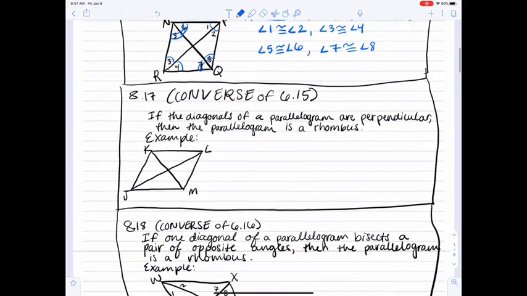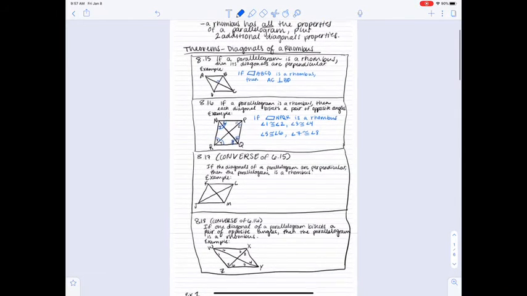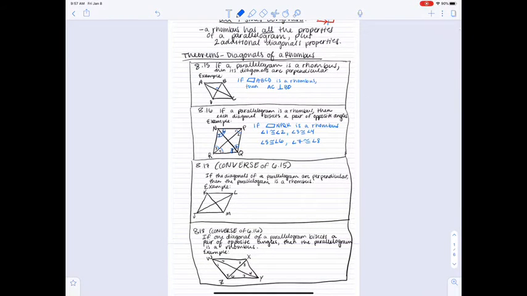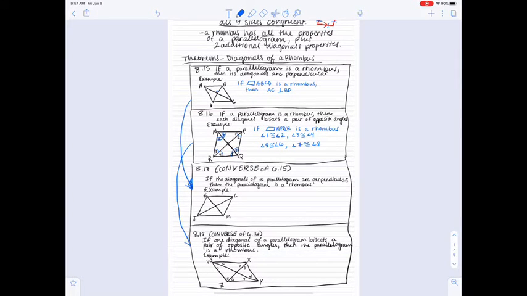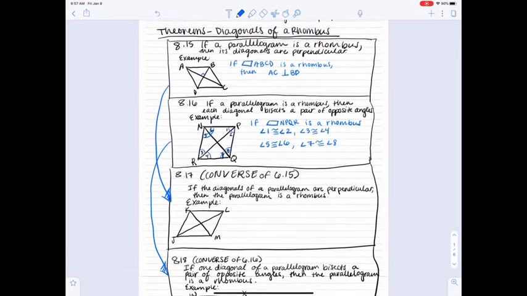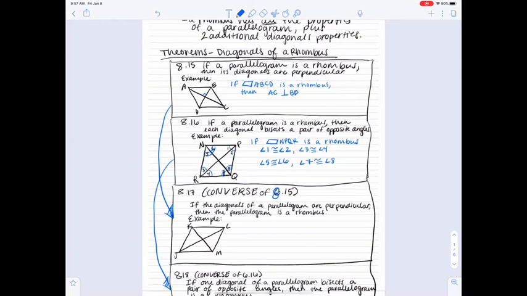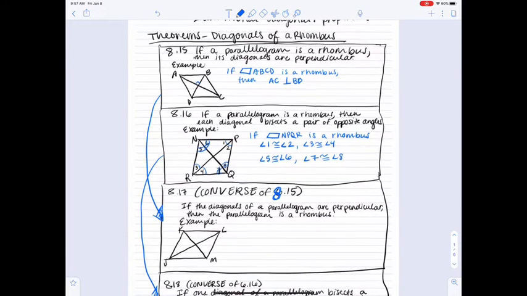Okay, and then if we zoom out for just a second, I know this is a lot of information, but that first theorem can actually be said conversely as well. So that one goes with 8.17, and then 8.16 actually has a converse as well. So we're going to talk about that. Maybe make a little note there that 8.17 is actually the converse of 8.16. So basically it just switches the if and then statements. If the diagonals of a parallelogram are perpendicular, then the parallelogram is a rhombus.